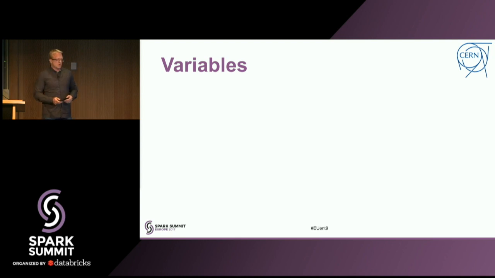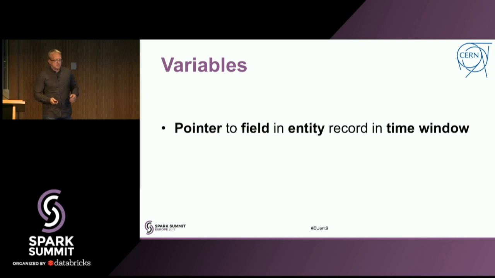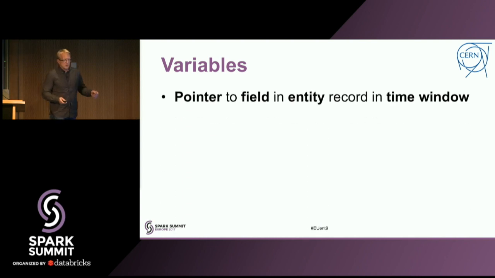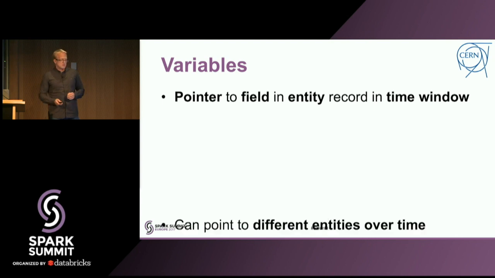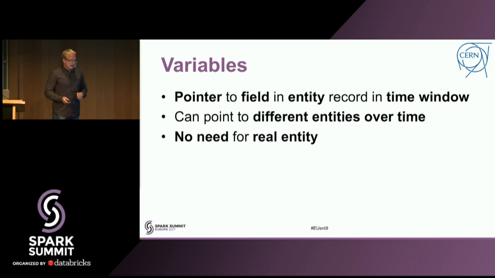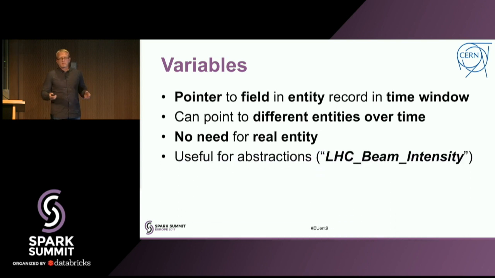Going to variables. Maybe you understand what a variable is, but I wanted to give some example here. Again, it's a pointer to a given entity record or field in some time window. You don't need to know the real entity, and it's quite useful for some abstractions. We have high-level managers who do not want to know the exact device that is responsible for this, but they want to know what the LHC beam intensity was. And it's quite easy for them: I have this variable, I can extract it.